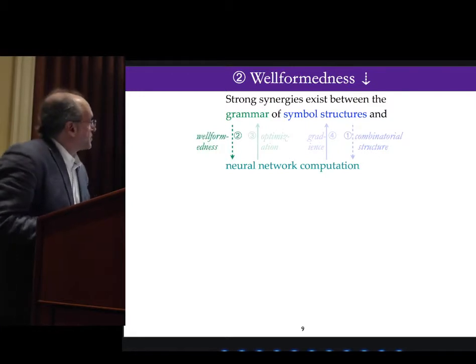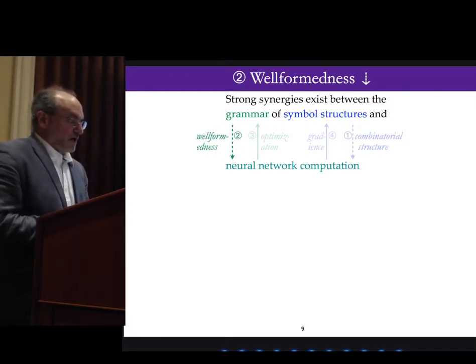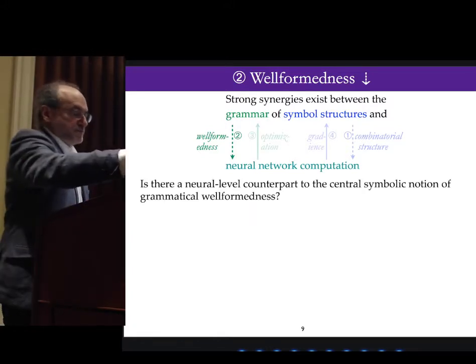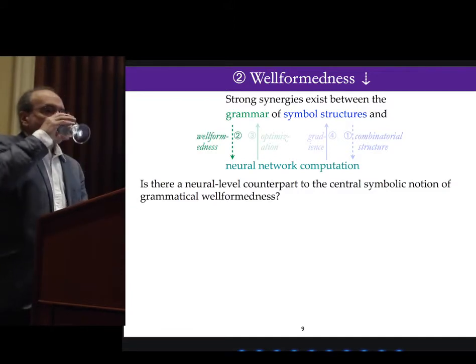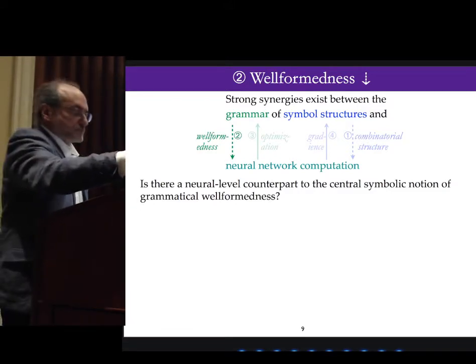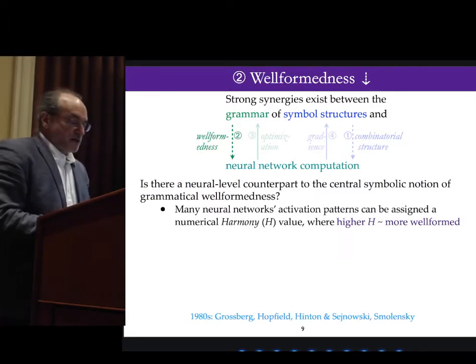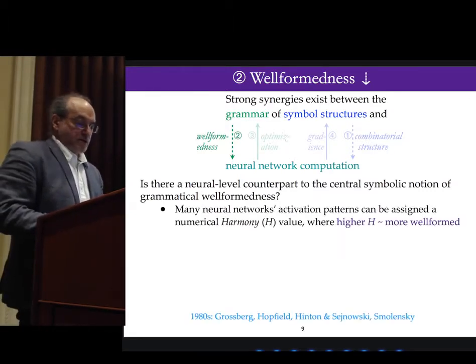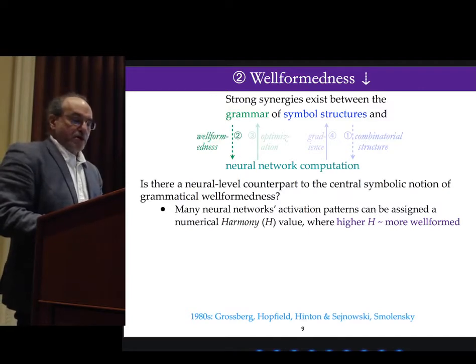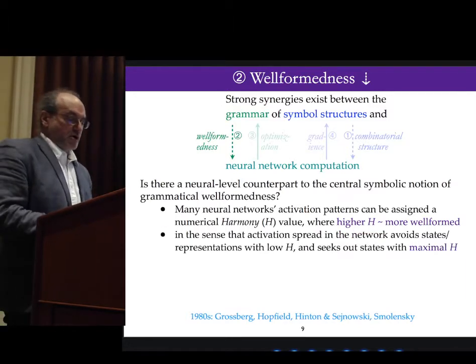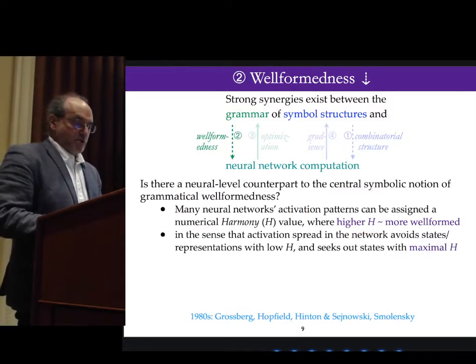Now, moving to the second part of the talk, we'll ask, is there a neural level counterpart to the central symbolic notion of grammatical well-formedness? Well, it turns out that many neural networks' activation patterns can be assigned a numerical harmony value, H, where higher harmony corresponds to being more well-formed, in the sense that activation spread in the network avoids representations with low harmony, seeks out states with maximal harmony.